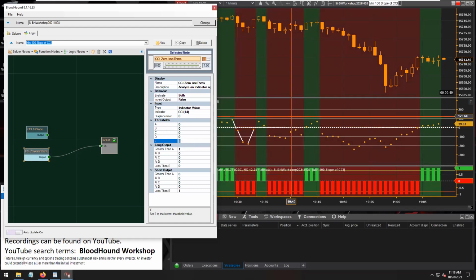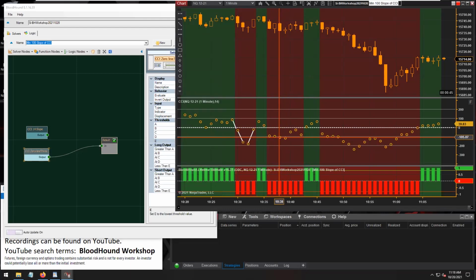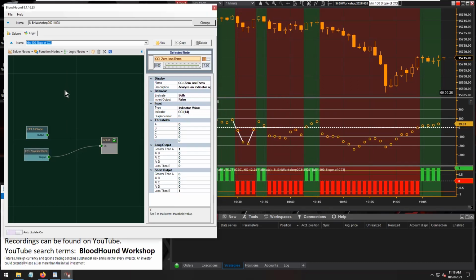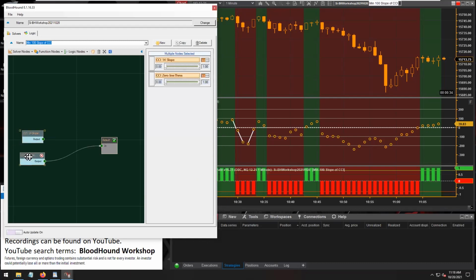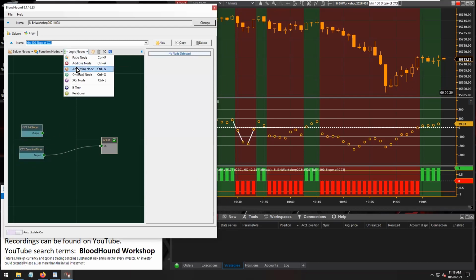Basically we can see now on the chart, whenever the CCI is below the 0 line, we're getting a short, and whenever the CCI is above the 0 line, we're getting a long output. Now we just need to combine these two solvers together, so we're going to use an AND node.